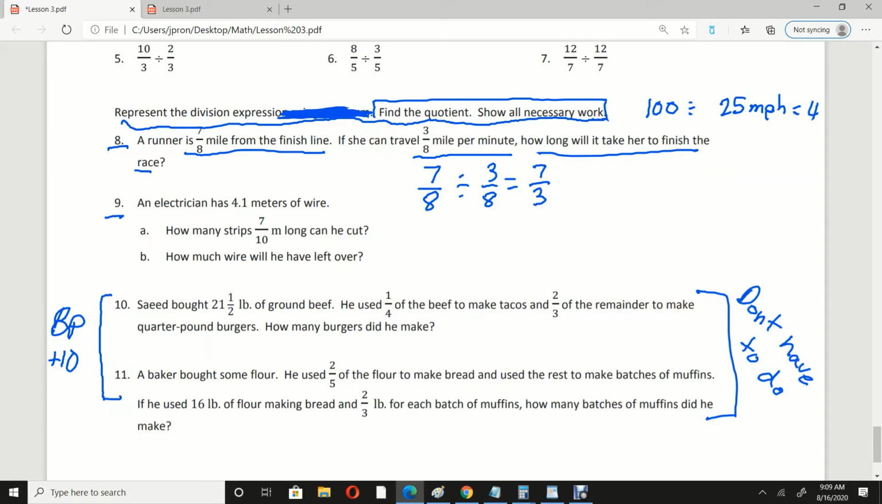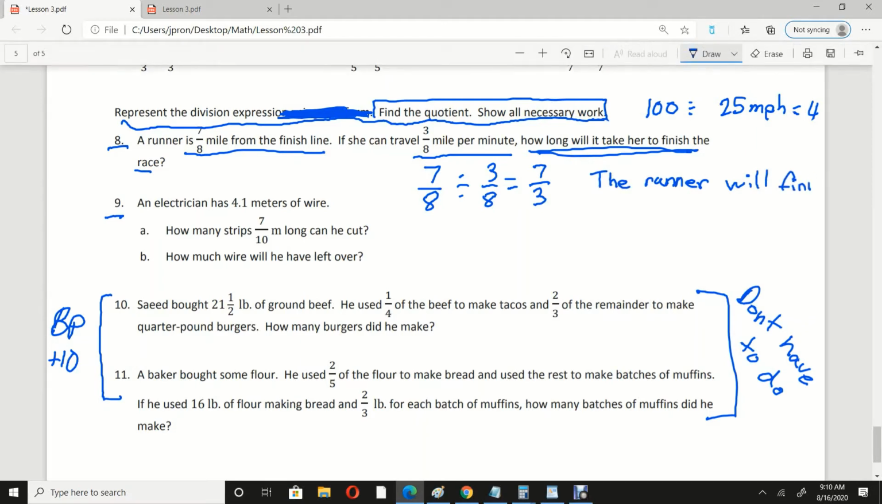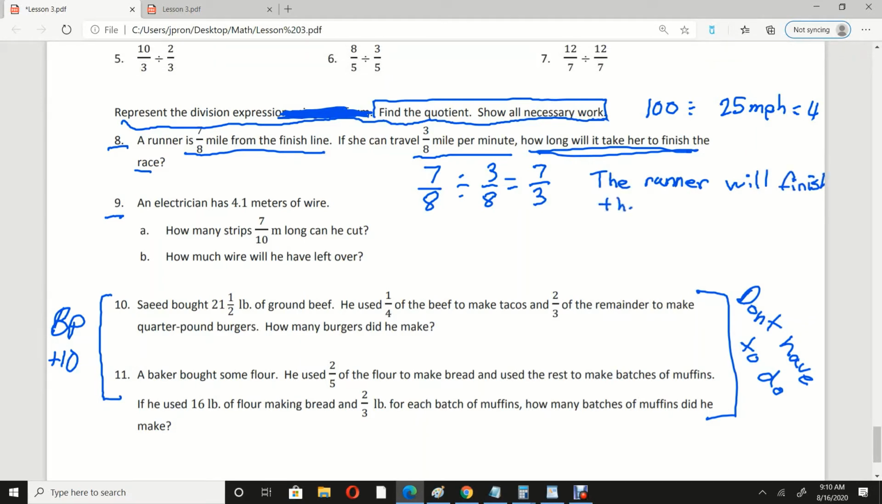But what would a 5-point response look like for this? So first of all, I need to restate the question. Okay. So what is the question? How long will it take her to finish the race? So the runner. One way you can answer this is you could say the runner will finish the race in 7/3 was our final, 7/3 of a what?